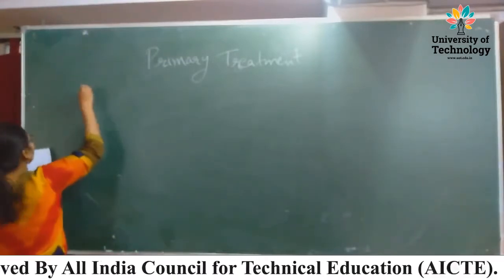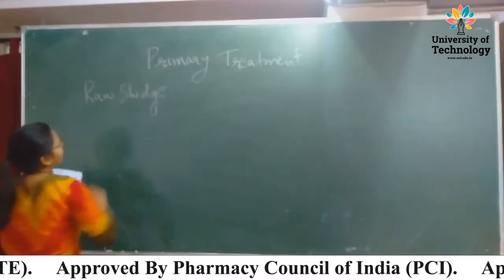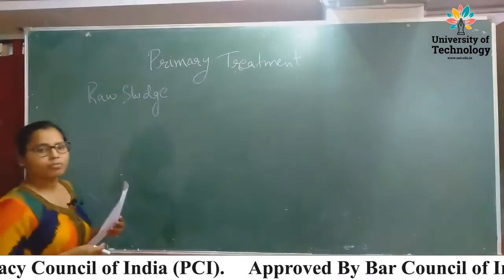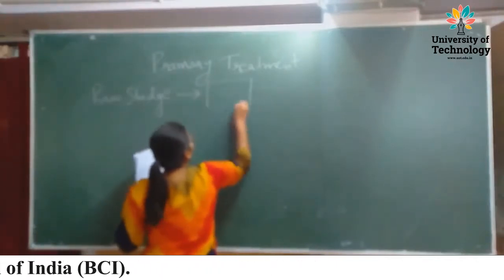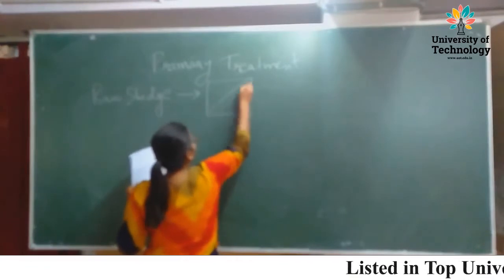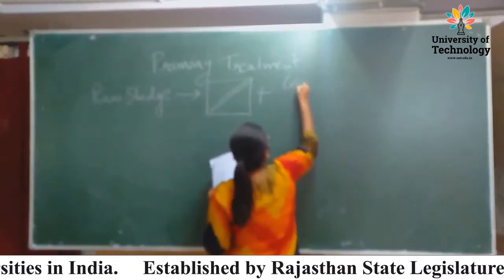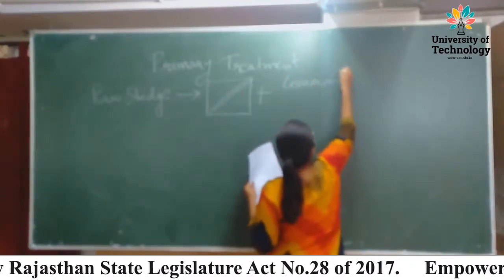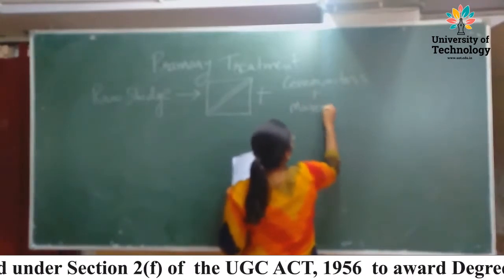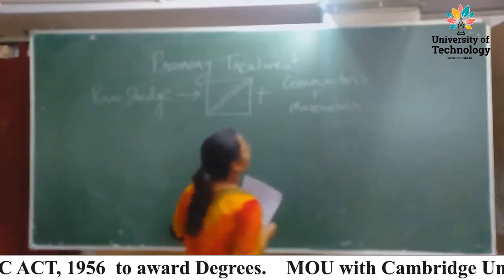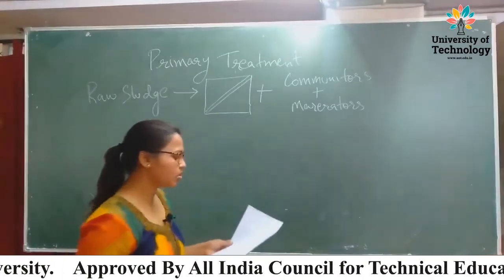Let's draw the flow chart first. We have raw sludge, which is collected from the cities and urban areas through the pump, and first it is passed through screens, which are placed at an inclined angle. Then we use comminutors and macerators, the main purpose of which is to grind the large particles into lighter ones.